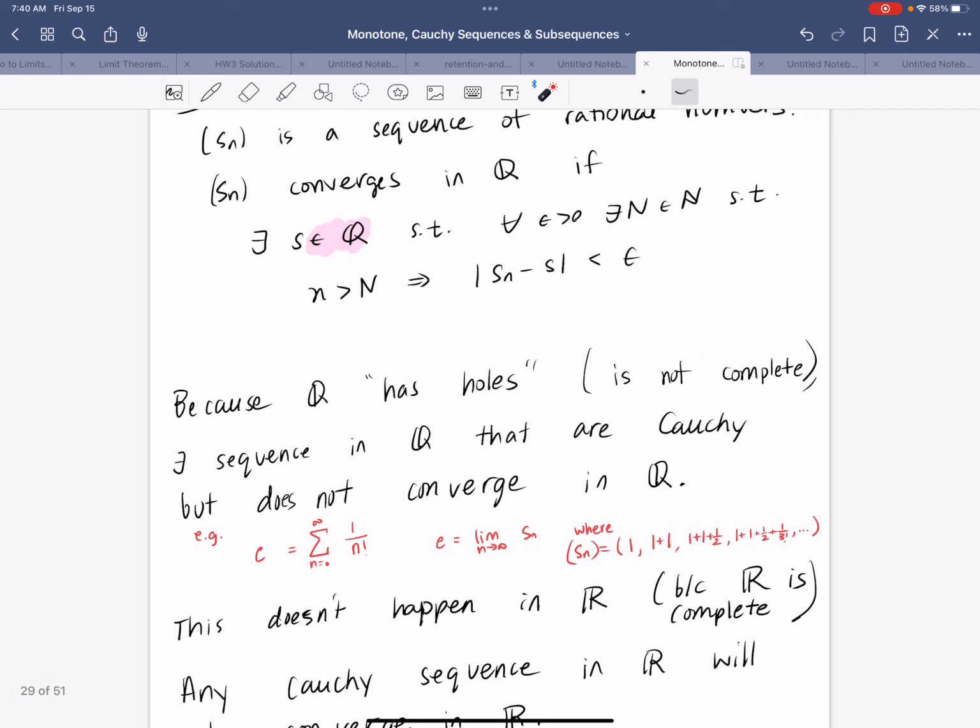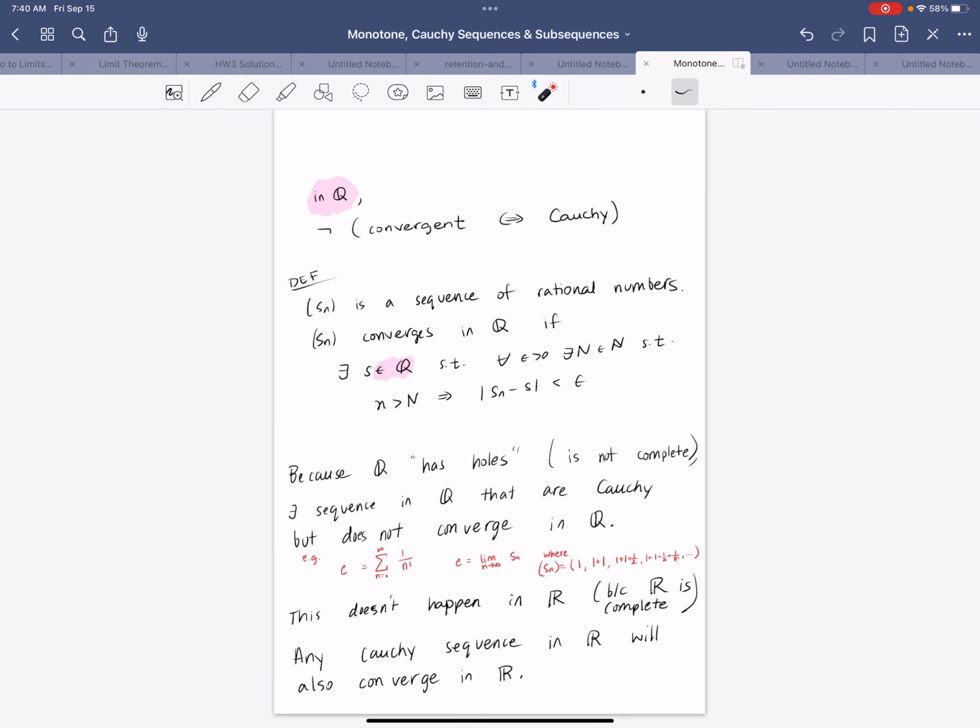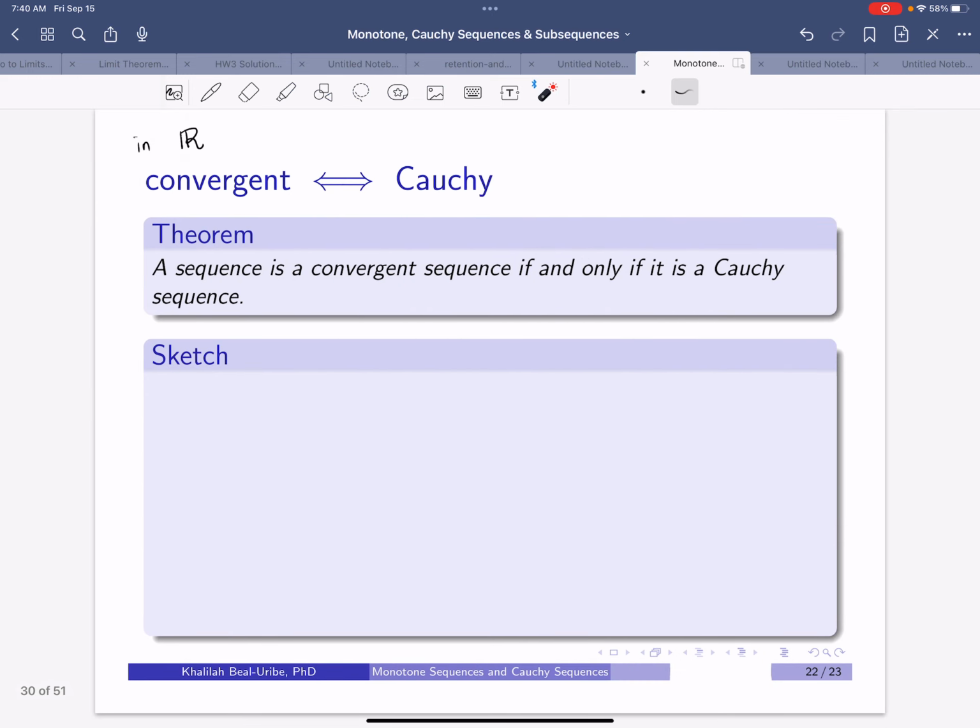Okay, so I just wanted to point that out, that when we say convergent if and only if Cauchy, that is only in R, and that is only because we have the completeness axiom. If you don't have the completeness axiom, your space might have holes, and in which case you can have sequences that are Cauchy but are not convergent, because the limit is missing, if you will. Okay? So let's go ahead and prove this.